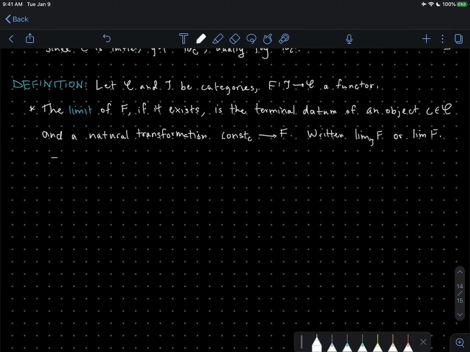What does this mean? Well, it means that for any other, say, little d in C, and natural transformations const d to F, there exists a unique map phi from D to C such that we go from const D to const at C to F, such that that commutes.